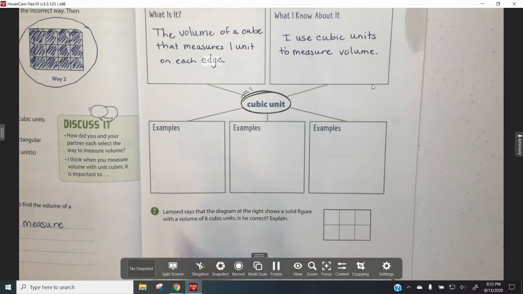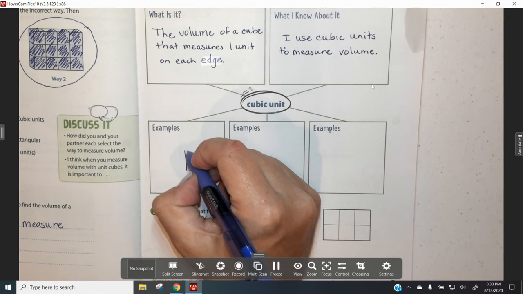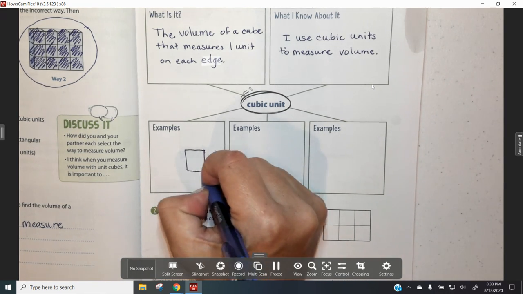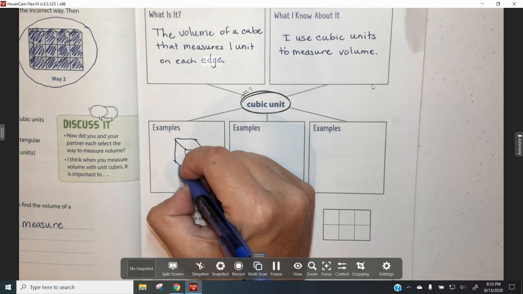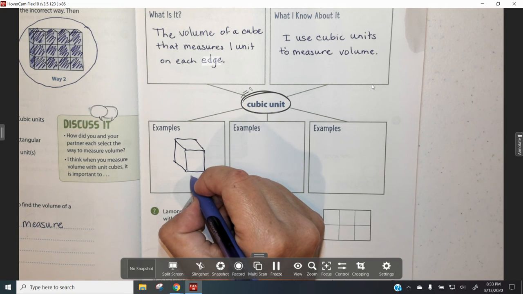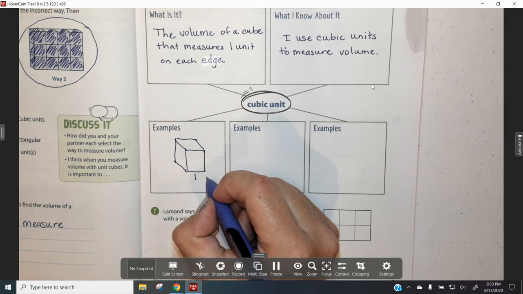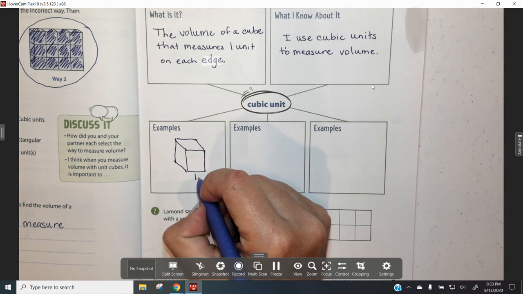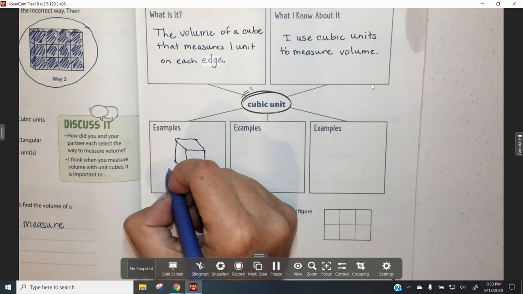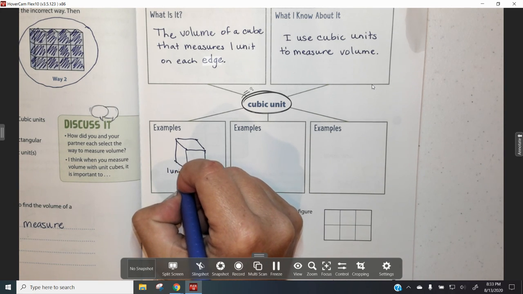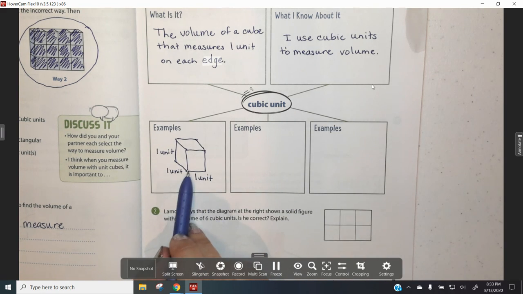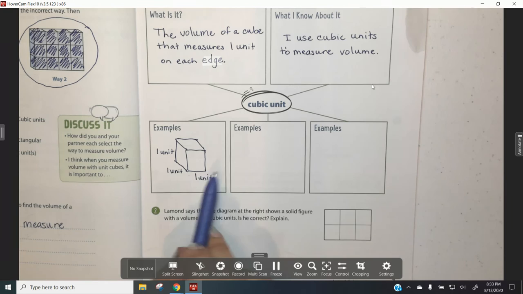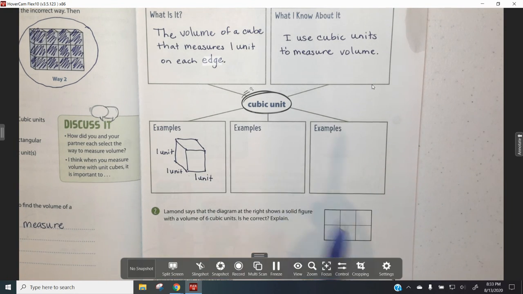An example of a cubic unit would be a cube that measures 1 cubic unit or 1 unit on each side. Your length, your width, and your height all equal 1 unit. That would be a cubic unit.